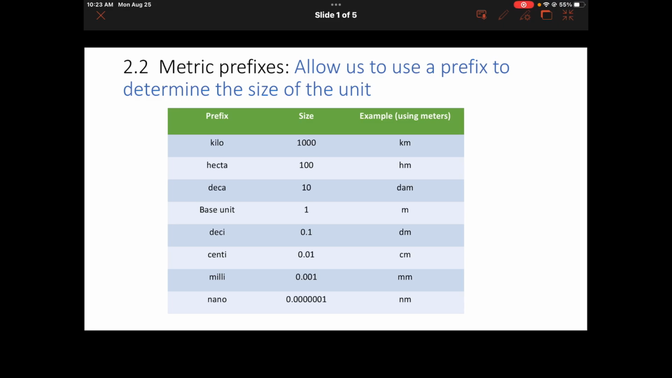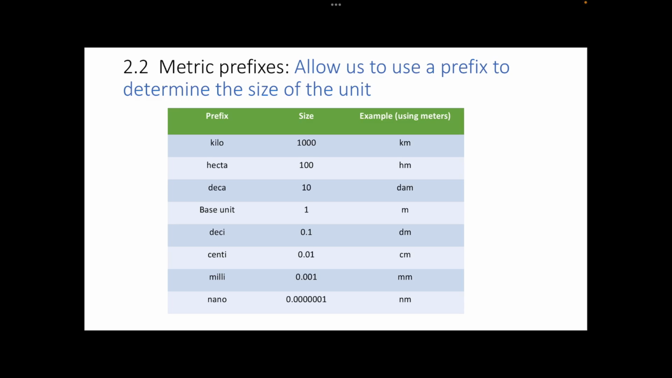All right, gentlemen, so section 2.2 is metric prefixes. Prefixes allow us to change our unit to determine the size of the unit. It makes the numbers more manageable to work with. So for example, say that we have 1 times 10 to the negative 9th meters.